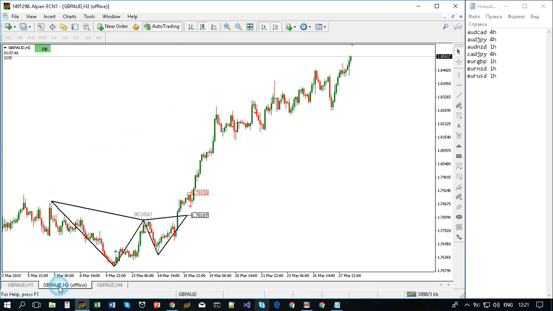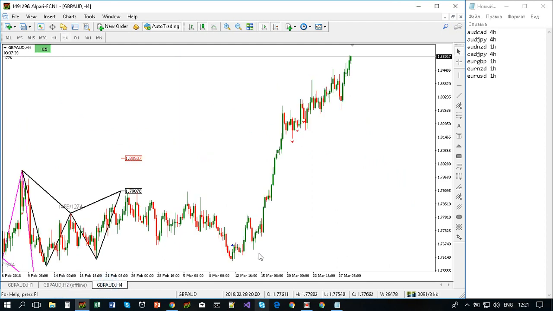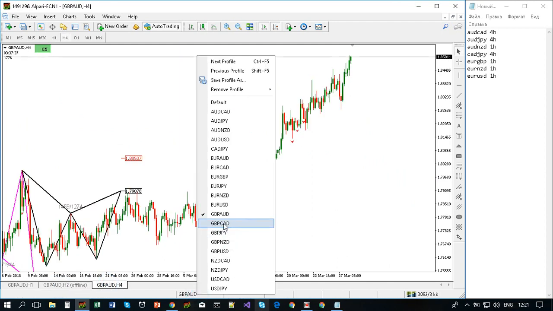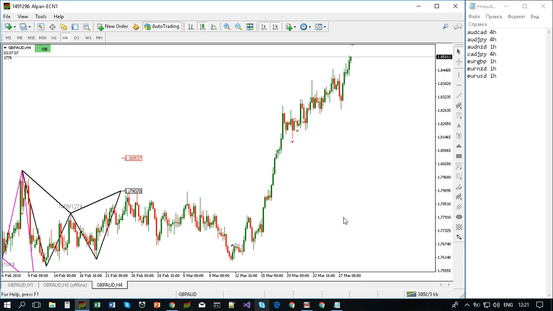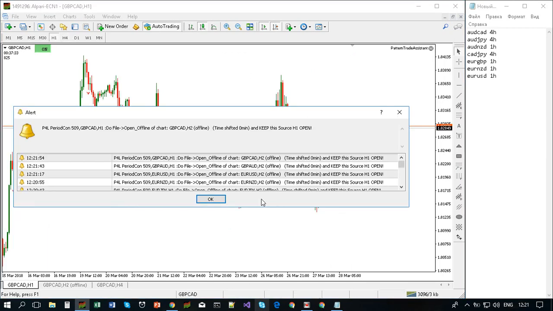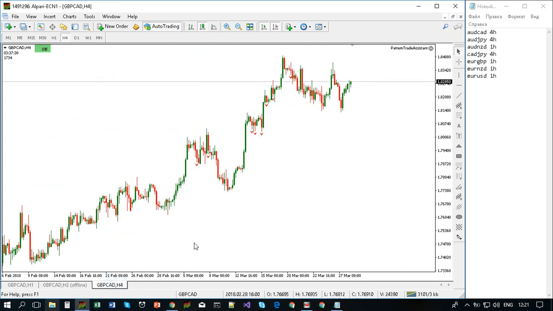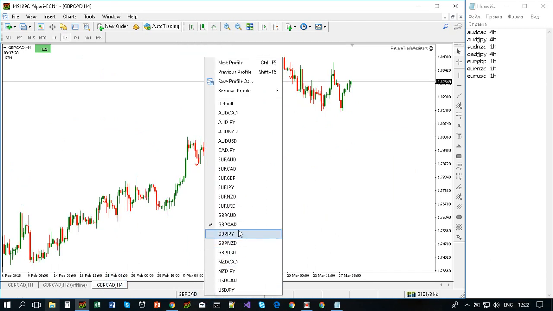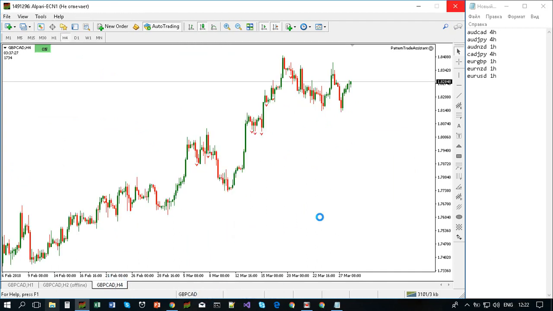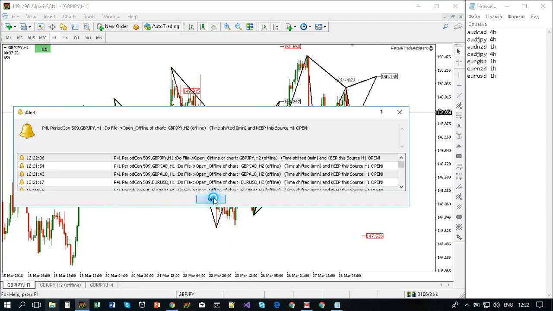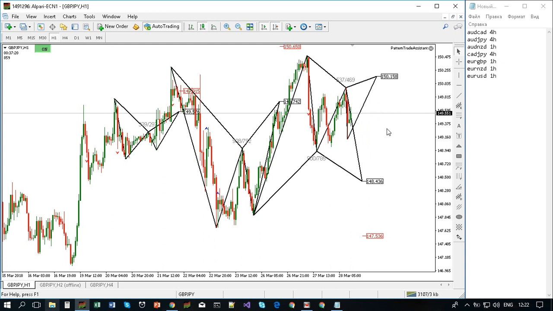Nothing. Nothing here. GBP Canadian. Okay, nothing. Pound yen. Pound yen. Wonderful situation, the same as euro dollar. GBP JPY, 1 hour.